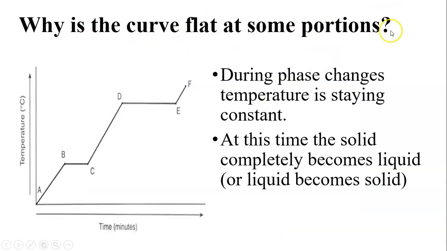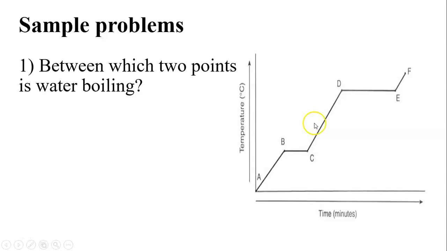Okay. So why is the curve flat at some portions, like here from B to C and D to E? During phase change, the temperature stays constant. This time, solid is completely becoming a liquid, or liquid is becoming solid, or liquid is becoming gas, or gas is becoming liquid. Okay, that's why it's flat. So between which 2 points is water boiling?